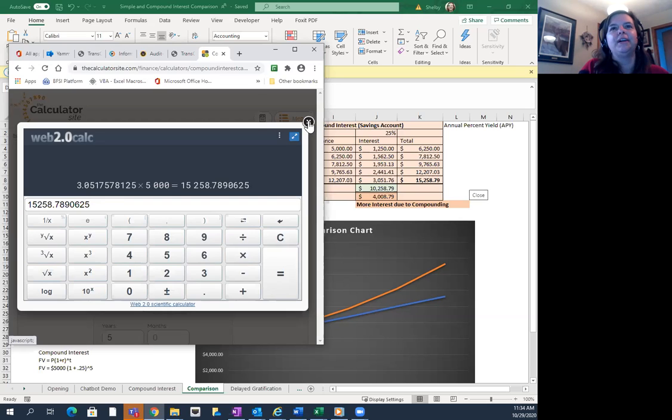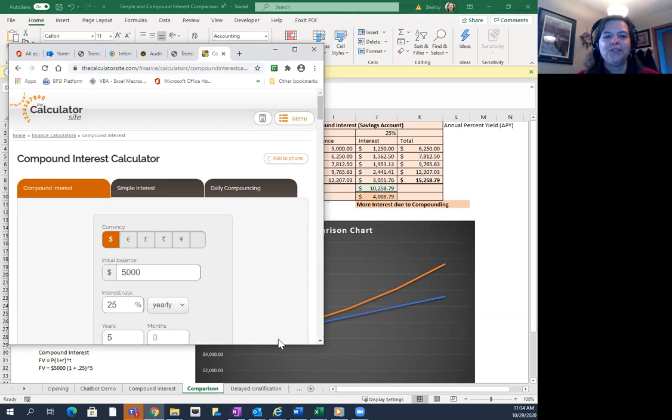I hope that you find these tools useful in your classroom. And if nothing else, I hope you realize the importance of saving some of your money. If you can start early, it'll benefit you in the long run.